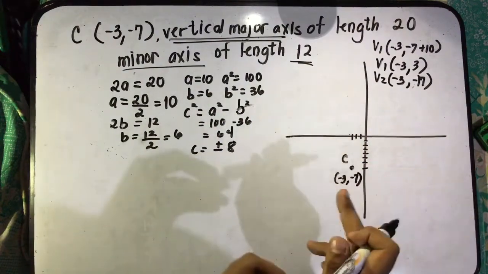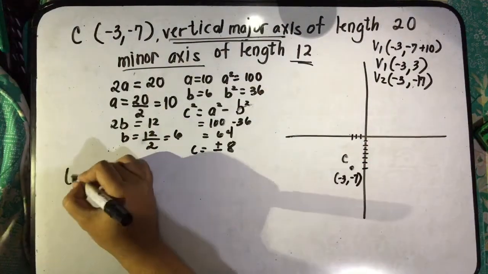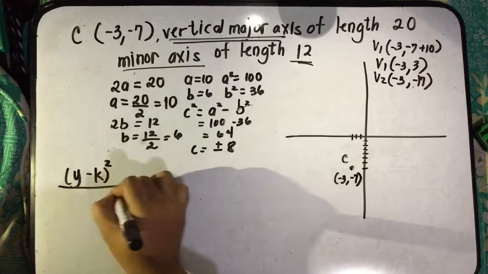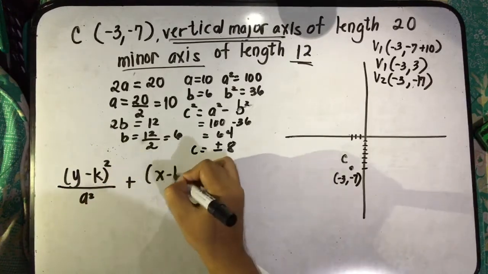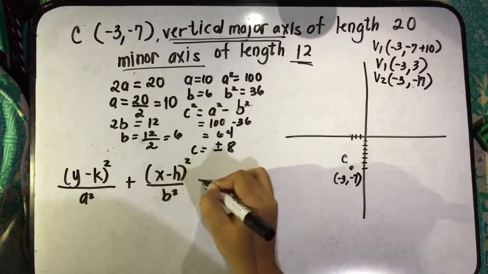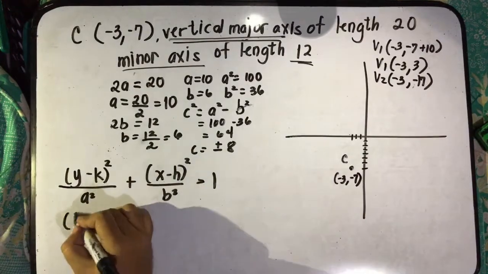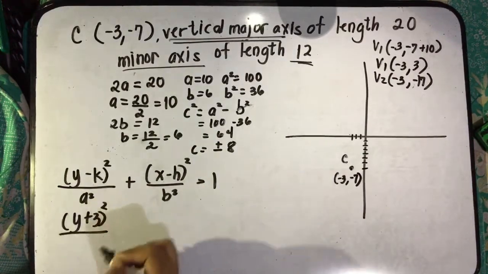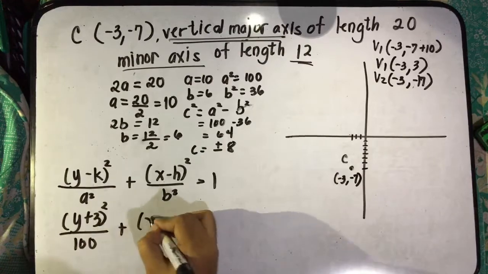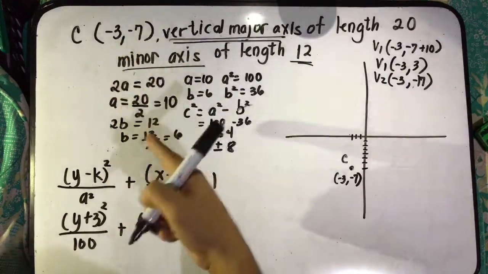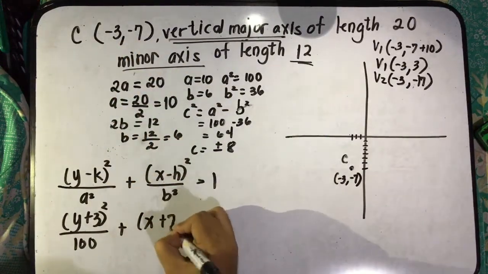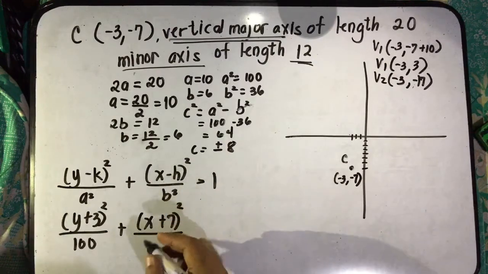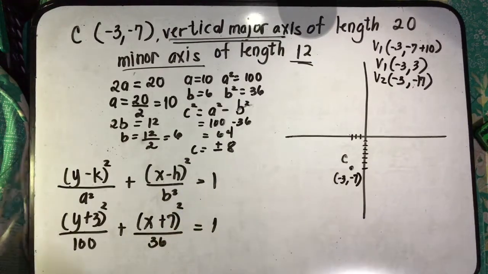So, ang kailangan lang naman natin is to get what? To get the equation. Vertical major axis. So, ang equation na gagamitin natin is y minus k quantity squared over a squared plus x minus h quantity squared over b squared is equal to 1. Y plus 7 quantity squared over a squared is 100 plus x plus 3 quantity squared over b squared is 36, is now equal to 1.